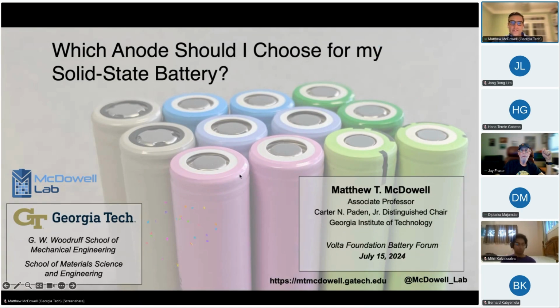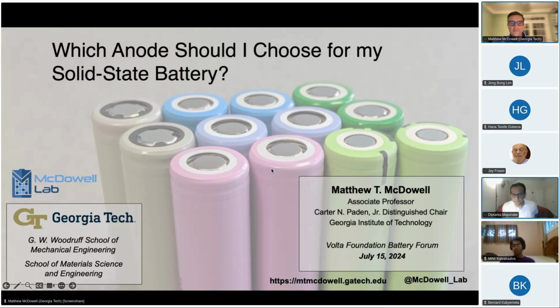Helping you understand the details of how different anode materials in solid-state batteries degrade, with the goal of potentially enabling you to choose an ideal anode for your application.